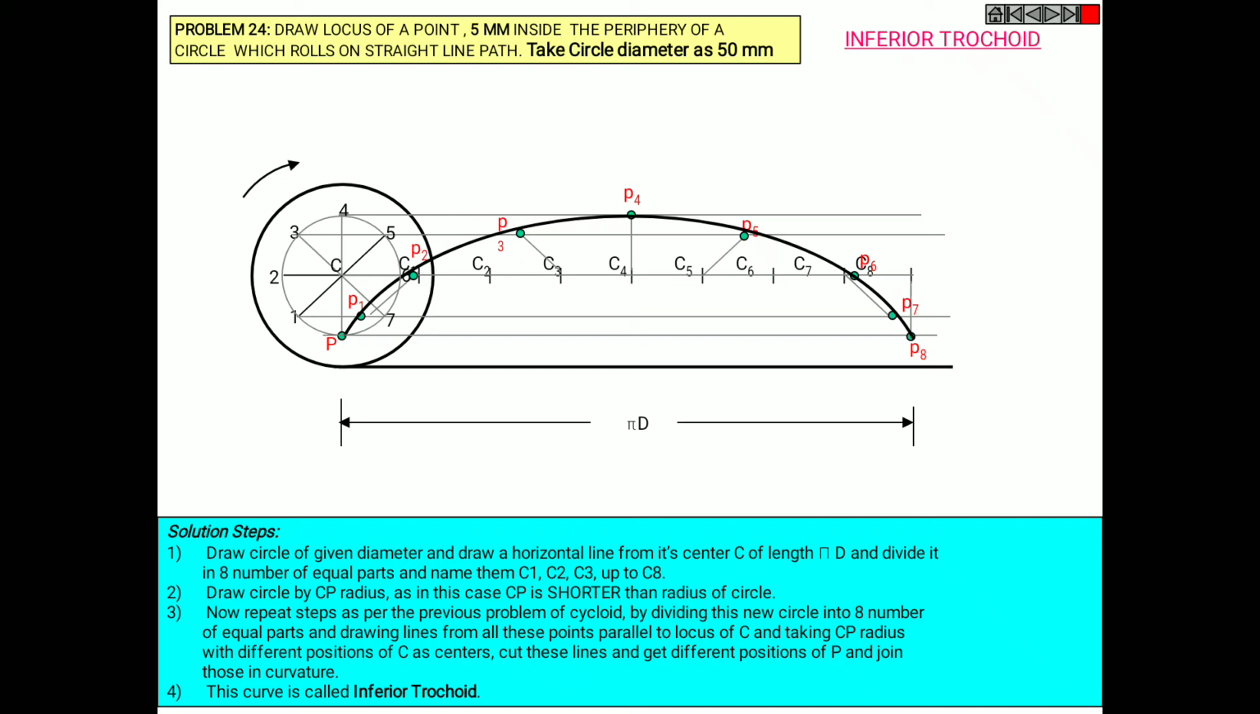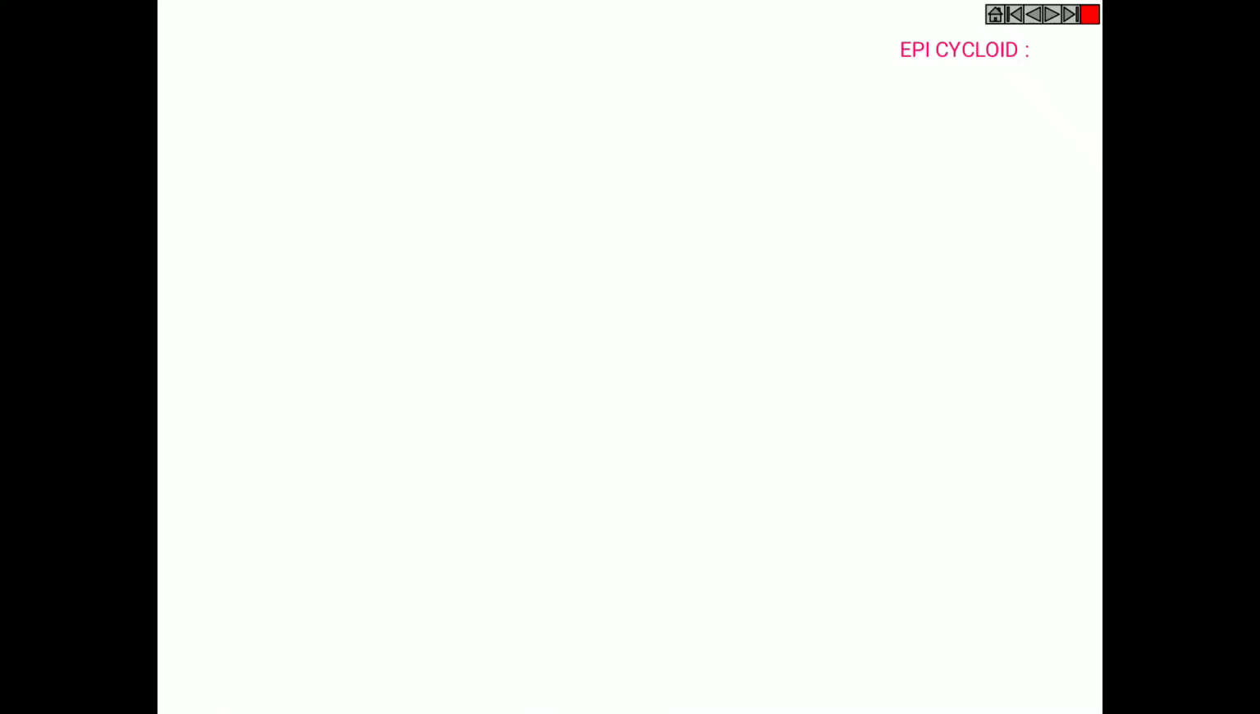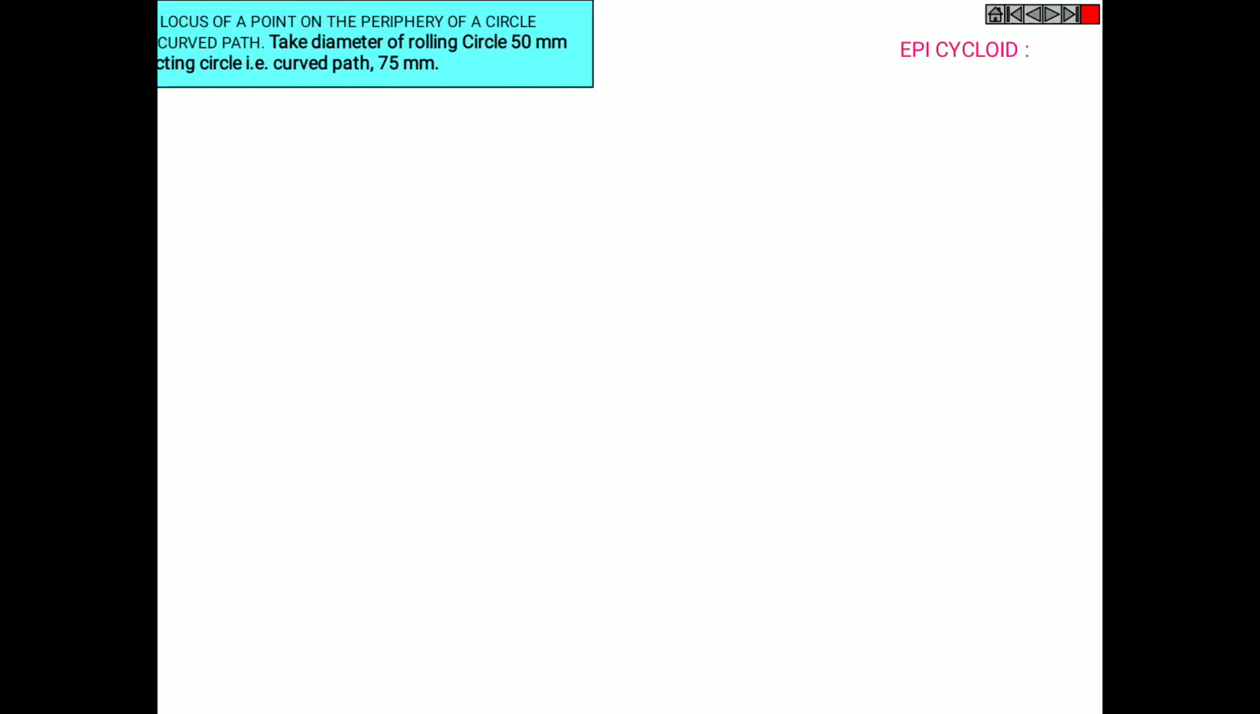Okay, we'll move on to the next method, which is epicycloid. Draw a locus of a point on the periphery of a circle which rolls on a curved path. Take the diameter of the rolling circle as 50 mm and the radius of the directing circle, the curved path, as 75 mm. So this is an epicycloid. It's just telling us to draw the locus of a point on the periphery of a circle which rolls on a curved path.